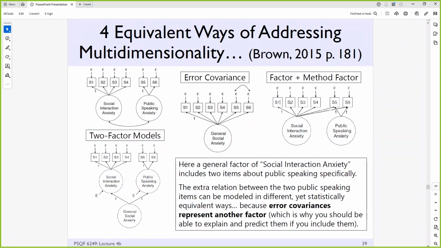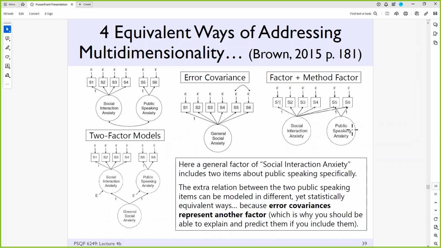This is CFA part 2, slide 39. What I'm showing you is this option right here on the right. That's what we're doing. So we're having all of the items still load on one factor. We're creating a second factor that only has the 2 items that I want an extra relationship for as indicators, and there's no covariance between the 2, so I'm shutting that off. So this is called a method factor model, a bifactor model, or specific factors. Take your pick. And it is a way to do the same thing as adding in an error covariance.